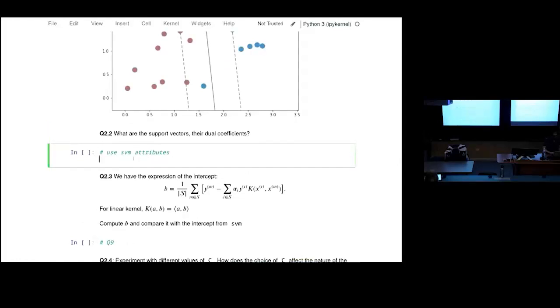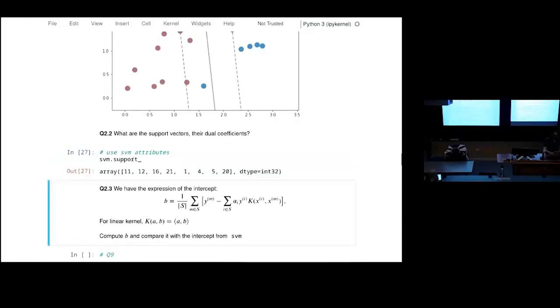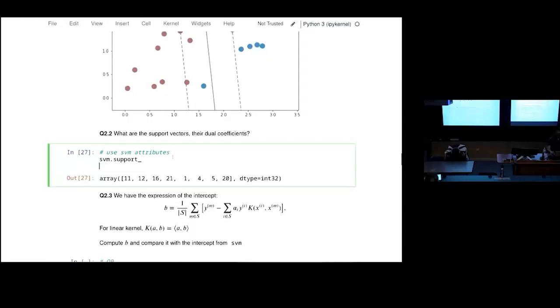So we said we're going to do svm.support_ to get the indices. Okay, we have 8 of them. So I'm going to call this sup index. And let's get the alphas. It's going to be svm dot dual_coef_. Not sure if it's plural or not.